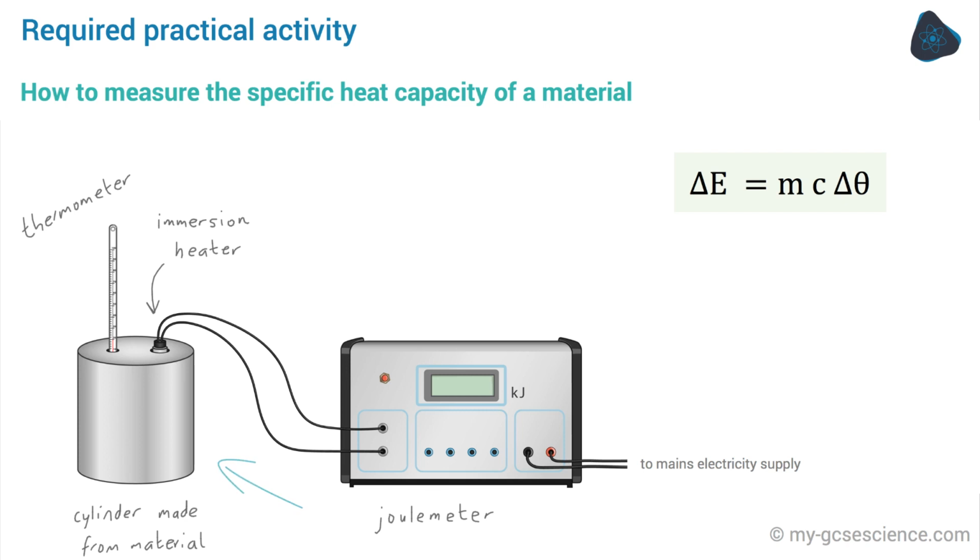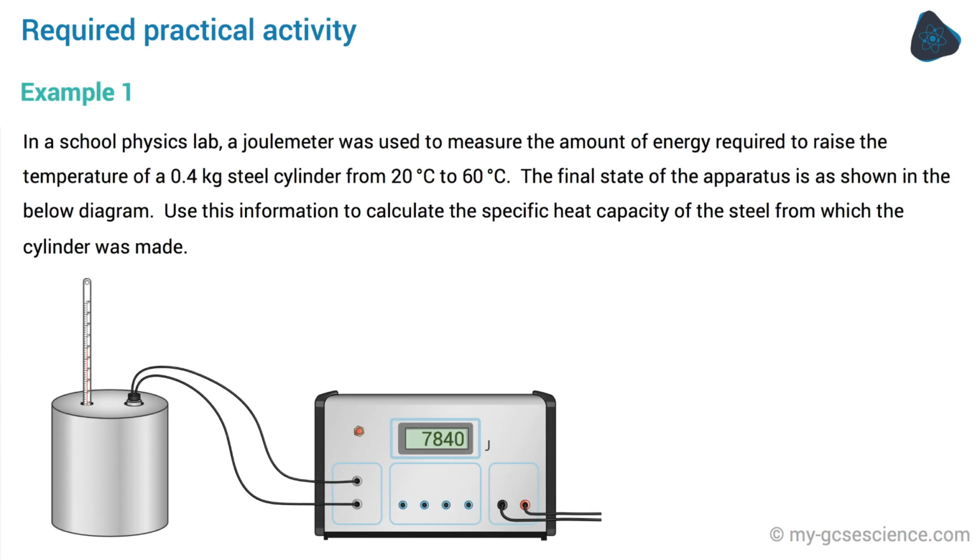We know that the equation for specific heat capacity is C equals ΔE divided by mΔθ. So to calculate the specific heat capacity of the material, we need to measure the amount of heat energy supplied to it, its mass, and its change in temperature. You can see that the heater which has been placed into the cylinder is connected to the mains supply via a joule meter. As the name suggests, this device allows us to measure the amount of electrical energy which has been supplied to the heater. Let's have a look through this example now to see how this works.